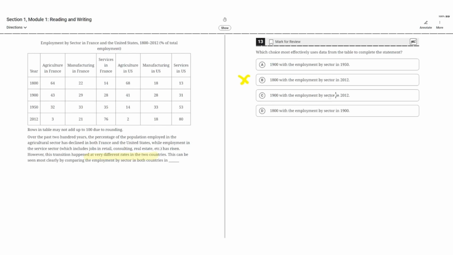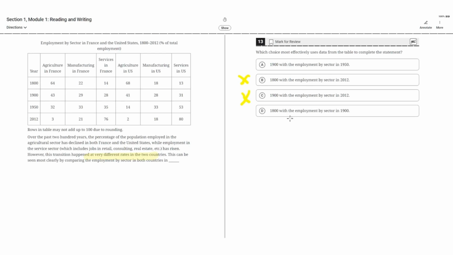C. 1900 was employment by sector in 2012. So in 1900, agriculture in France was at 43%, 2012, 3%, so 40% decrease. Services were at 28% in 1900 for France, and 2012 it was at 76%, so this is a 48% increase. Agriculture in the US in the 1900s was at 41%, 2012 2%, so this is a 39% decrease. So comparing these numbers, you can see the 40% decrease in agriculture for France and a 39% decrease in agriculture for US between these 2 years means that their rates are very similar, which is not what we're looking for.